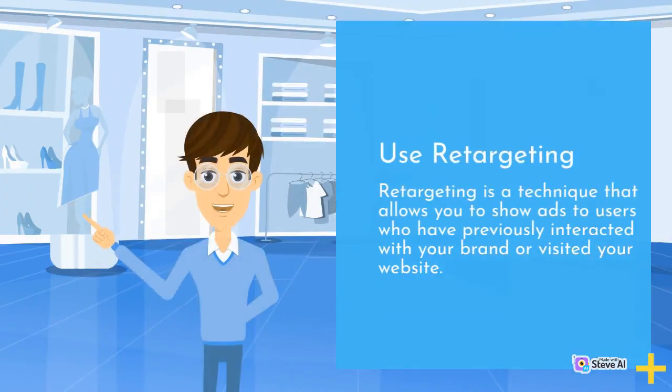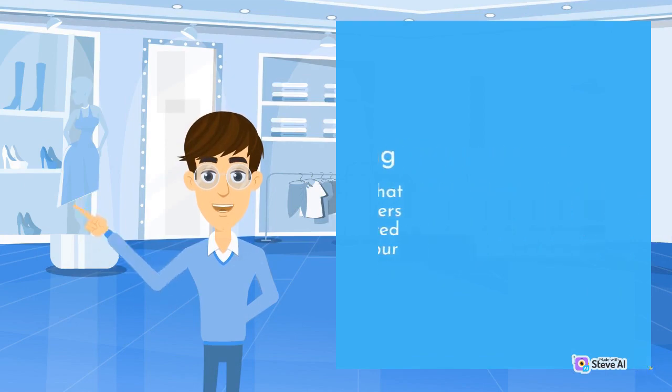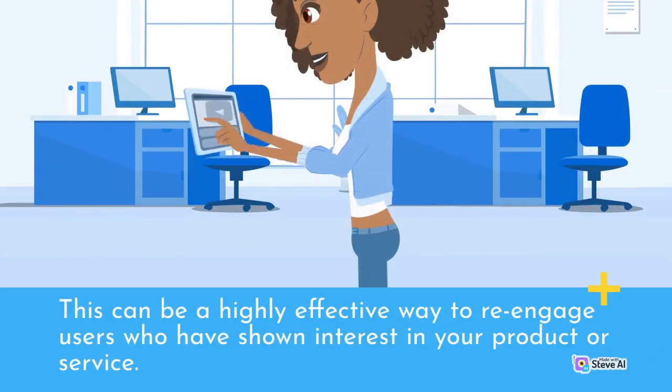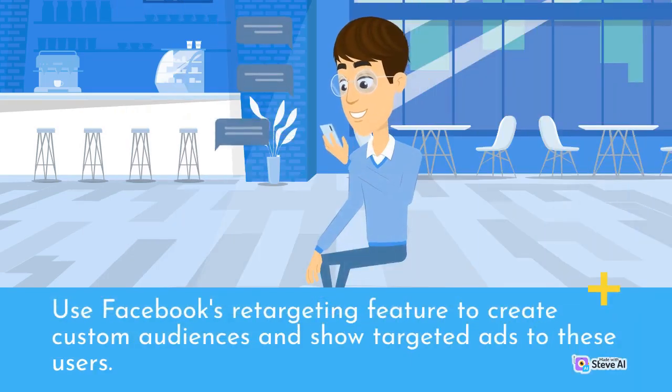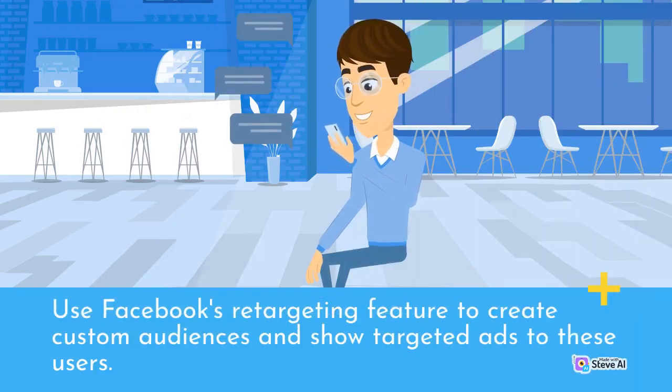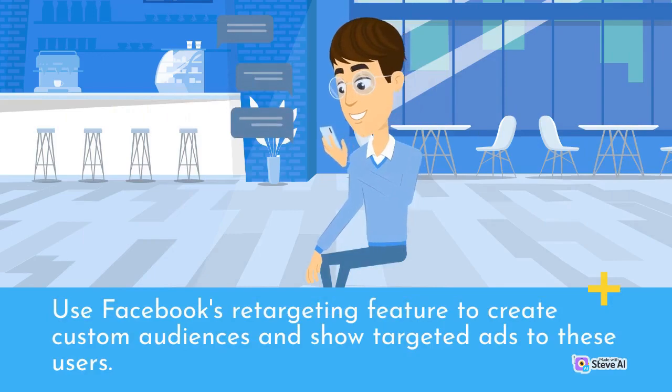Use retargeting. Retargeting is a technique that allows you to show ads to users who have previously interacted with your brand or visited your website. This can be a highly effective way to re-engage users who have shown interest in your product or service. Use Facebook's retargeting feature to create custom audiences and show targeted ads to these users.